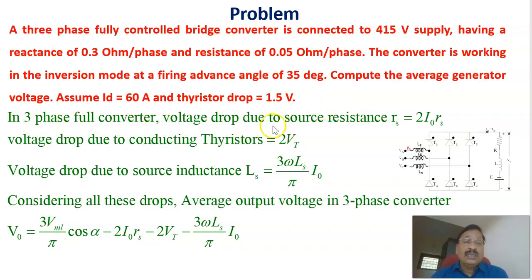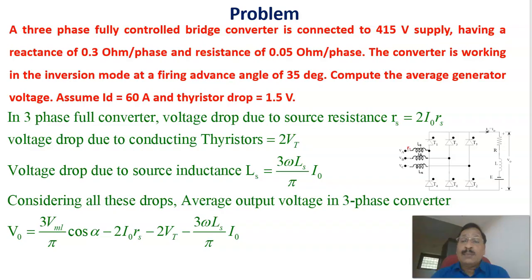In a three-phase full converter, the voltage drop due to the source resistance equals 2 I naught into Rs. That is the total resistance drop. The voltage drop due to the thyristors is equal to 2 times Vt. But the voltage drop due to the inductance equals 3 omega ls divided by pi into I naught. These are the voltage drops due to resistance, inductance, and the thyristor. All these drops we have to subtract from this one.